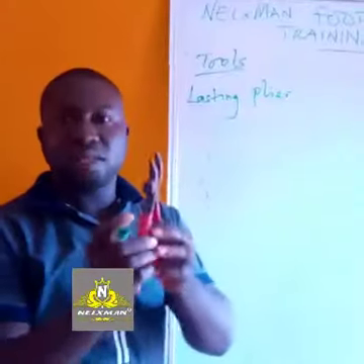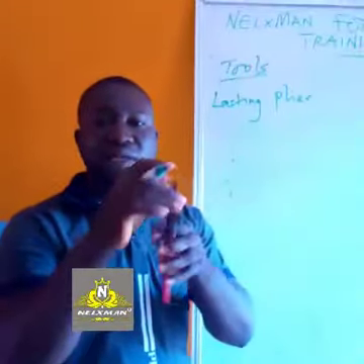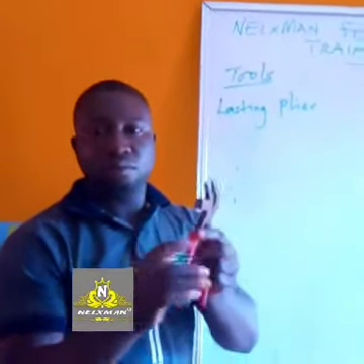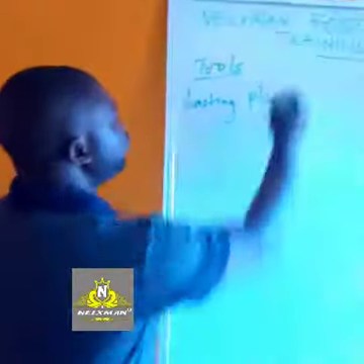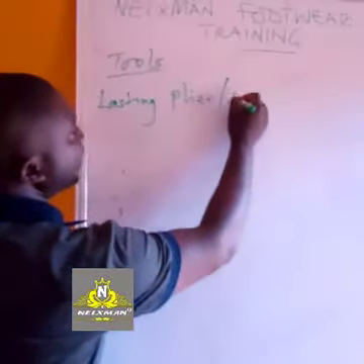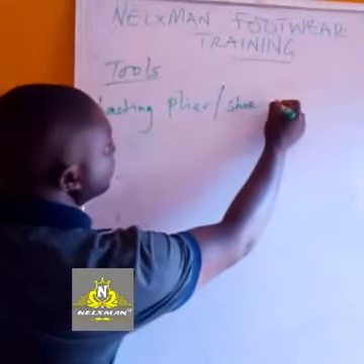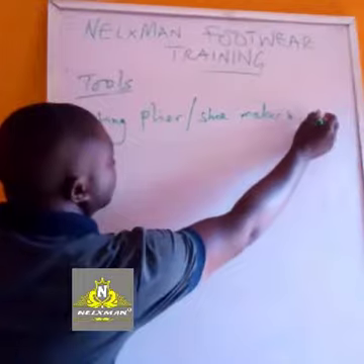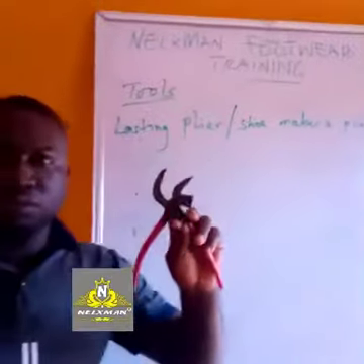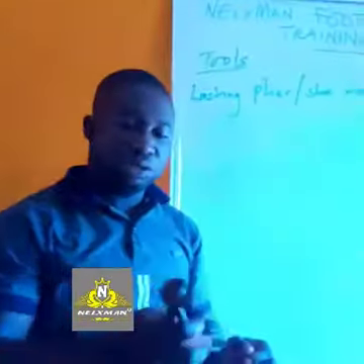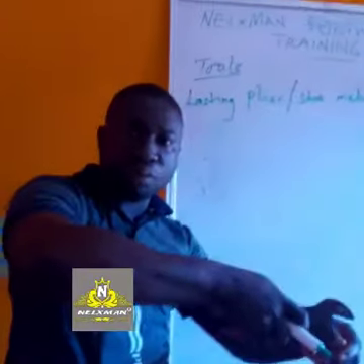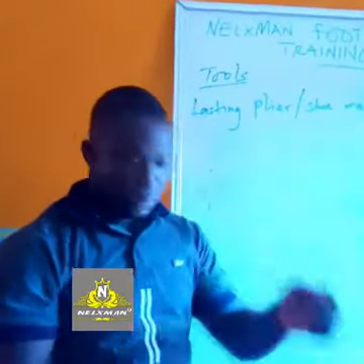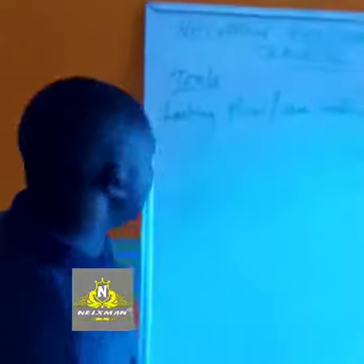This is what we call lasting plier. You can see the nose, it has a bended nose, it has grips, and it has a small hammer. You can also call it shoemaker's plier. So here it is. This is what you use to last. You use it to hold your material, your upper design, and you last it to the last. So that is that.